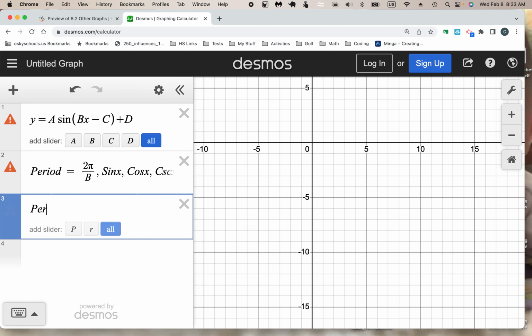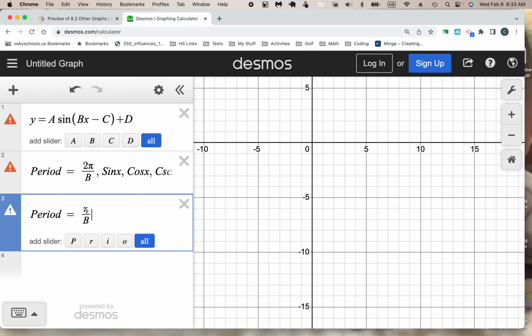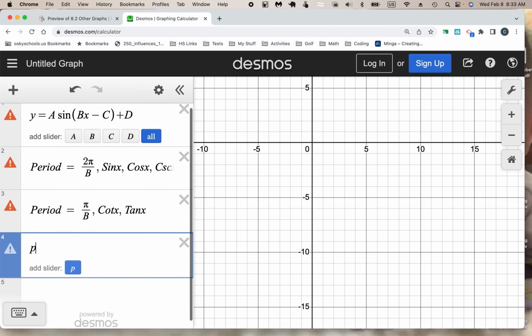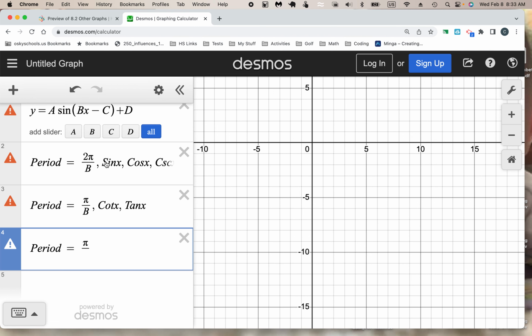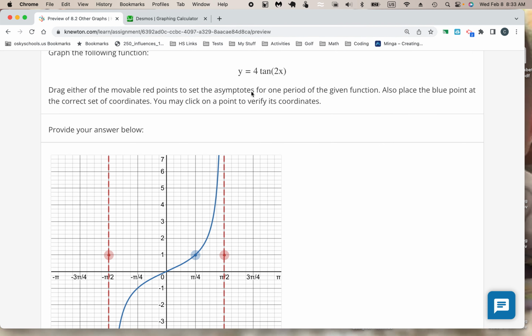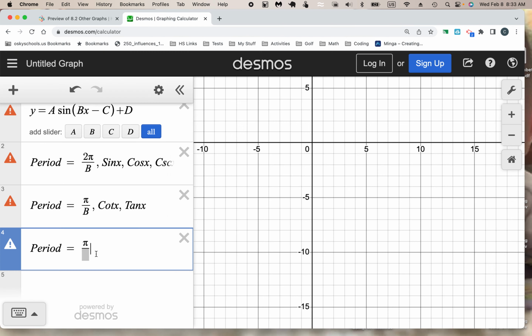If you want to find the period of tangent and cotangent, we're going to say period is equal to pi over b, because its normal period is pi, so we're going to divide by this b part, which is really the horizontal stretch and compression. This is for the cotangent function and the tangent function. So in our case, our period was going to be equal to pi over some b value. If we go back and look, the b value for us was 2. So we're really looking at a period of pi over 2, because b is 2.